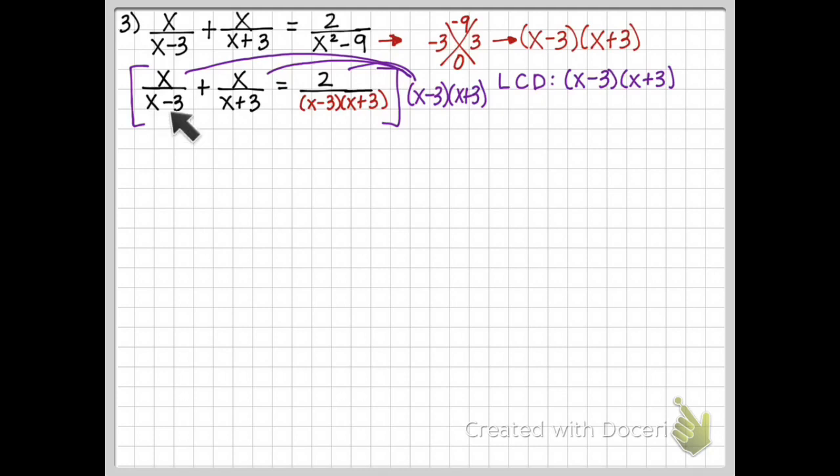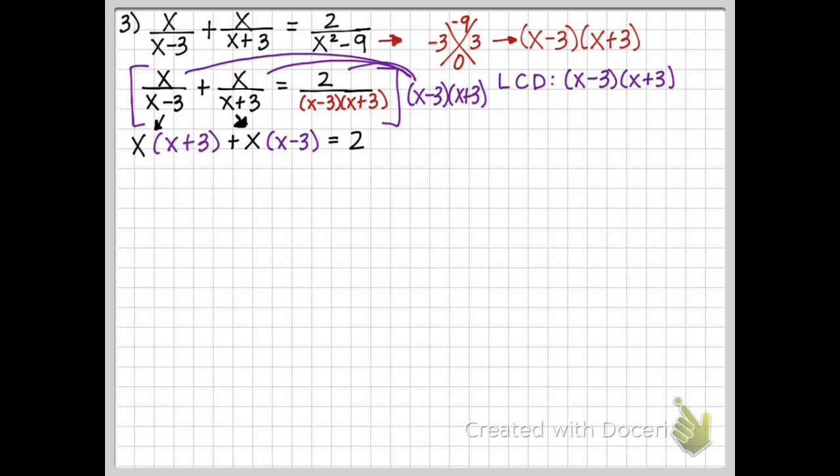Okay? All right, now we're going to multiply that whole thing by the LCD. So what do I cancel out here? Well, this has an x minus 3, cancel it out. I'm going to bring this x term down and multiply it by x plus 3. Now this one I cancel out the x plus 3, so I have an x minus 3 left, and I'm going to say plus x times x minus 3 equals, and then here I cancel both of them. The x minus 3's cancel, the x plus 3's cancel, so I have just a 2 left on the right hand side.